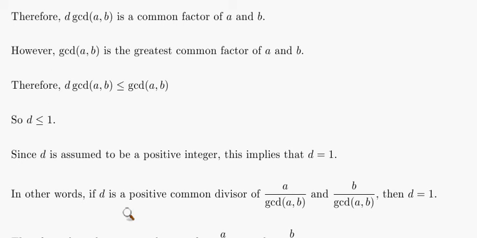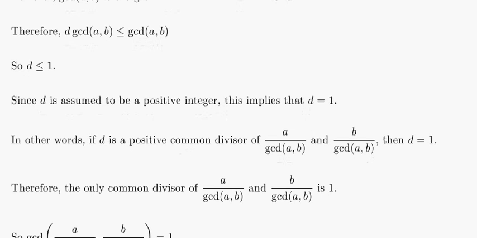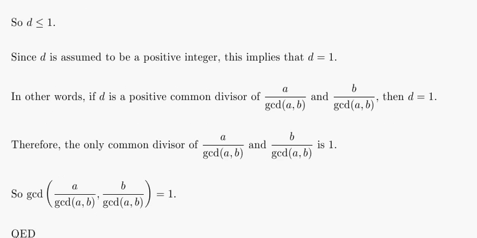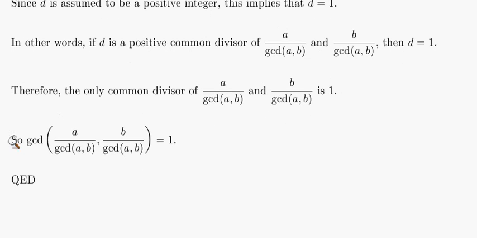So in other words, if d is a positive common divisor of these two quotients, a over GCD(a, b) and b over GCD(a, b), then d is equal to 1. If there's a common divisor, then that common divisor is equal to 1. So the only common divisor of those two quotients is 1, and therefore the greatest common divisor of those two quotients, a over GCD(a, b) and b over GCD(a, b), is equal to 1.